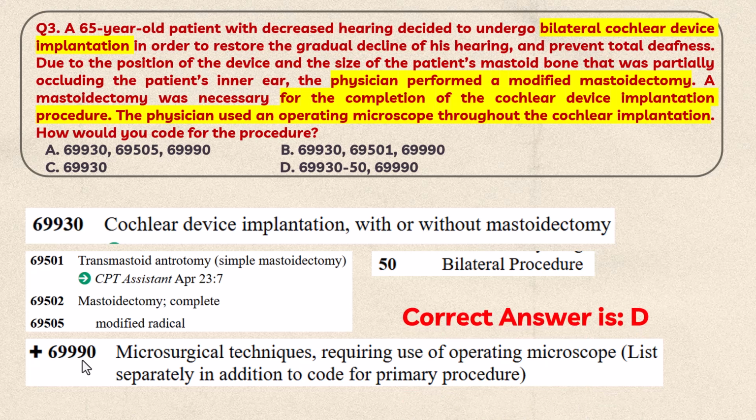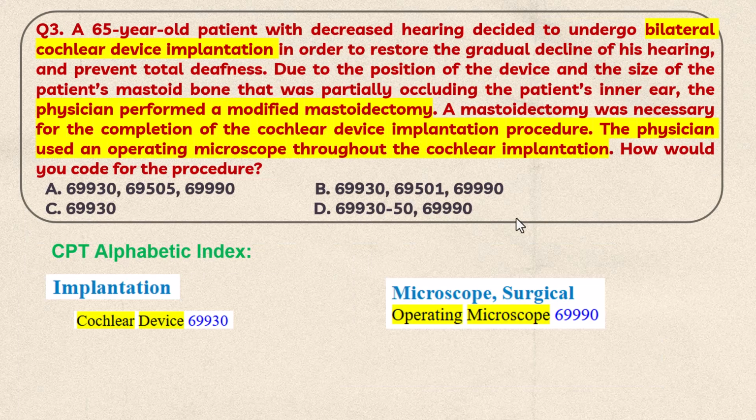So if you encounter this case in a real working scenario, you have to use the CPT alphabetic index. When you go to the alphabetic index, this is the implantation procedure. So go to the index of implantation. There you will find the subcategory of cochlear device. It will lead you to the code 69,930. Again, go back to the tabular list and confirm the answer. The second part, that is microscopic surgery, you have to go to the microscope surgical. The subcategory operating microscope, it leads you to the code 69,990. Again, go back to the tabular list and confirm the answer. Once you confirm, the correct answer will be answer D.